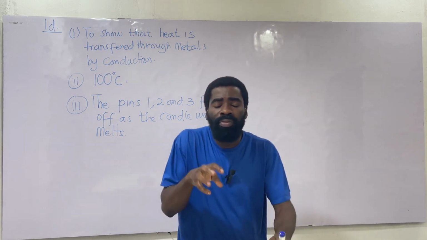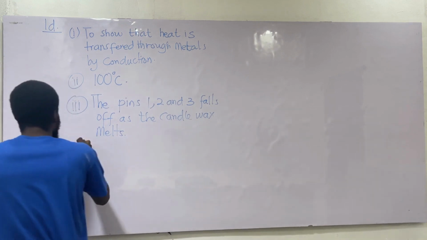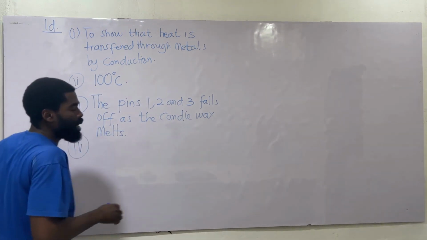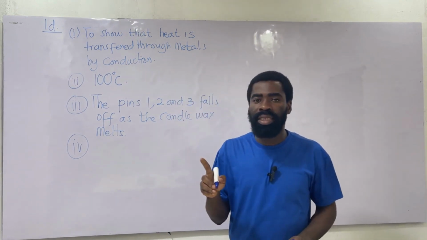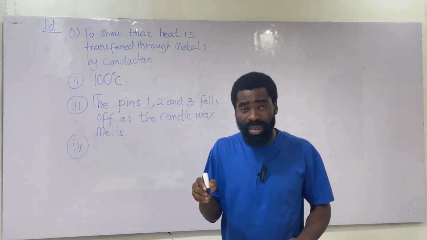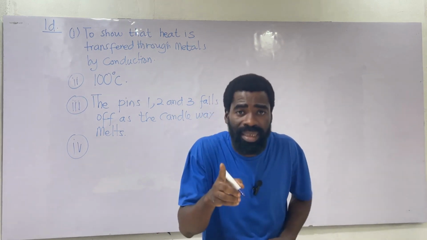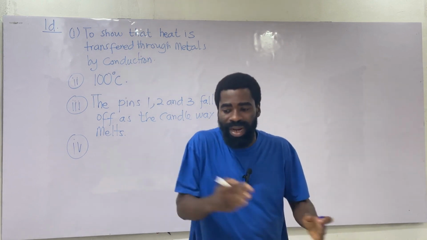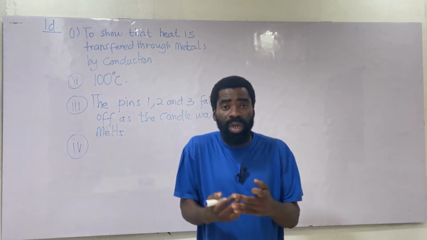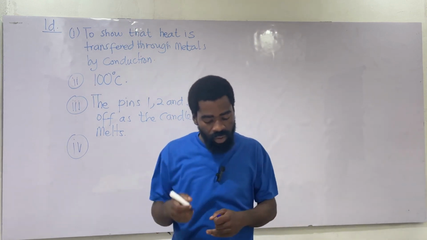B, and C. The temperature recorded by the thermometers at A, B, and C, this is what happens. The temperature at A will be the highest, followed by B, followed by C. Why? A is the first to receive the heat before it transfers to B and C.